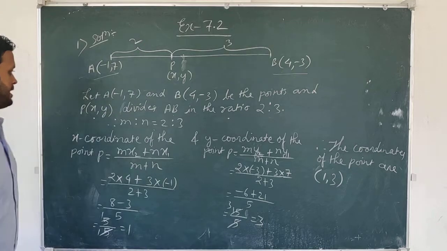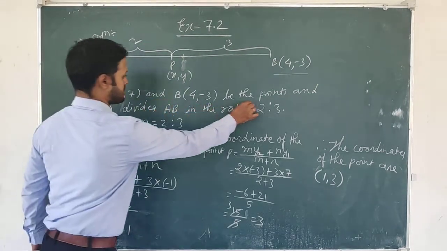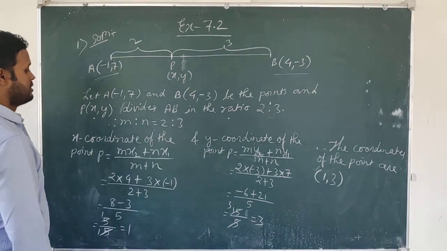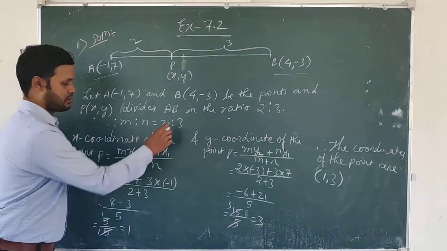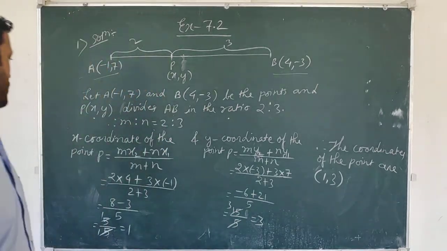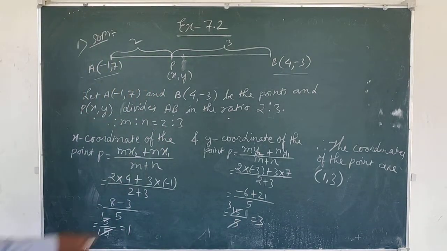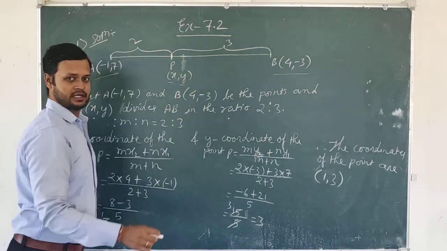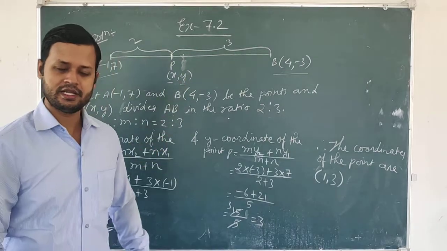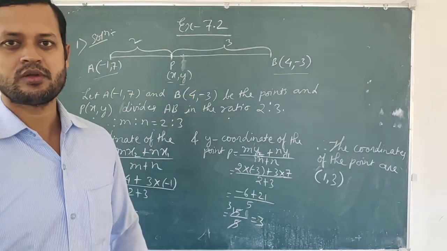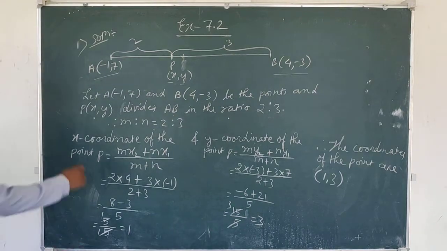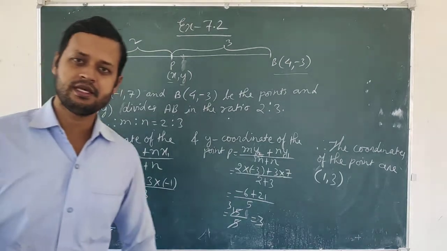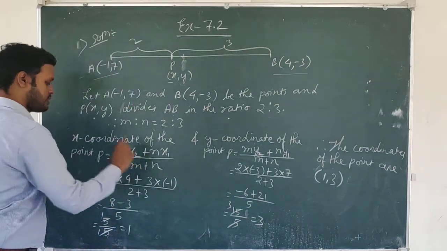Okay, so let A be -1, 7 and B be 4, -3 the points, and P (x, y) divides AB in the ratio 2:3. Therefore, m is to n is equal to 2:3. So now the x coordinate of the point P. We need the coordinates, we need the x and y, isn't it? The x coordinate also we need, and the y coordinate also we will need. So x coordinate of the point P is equal to mx2 plus nx1 by m plus n.